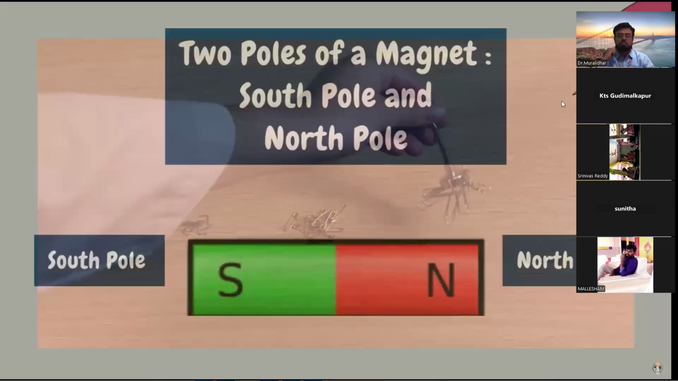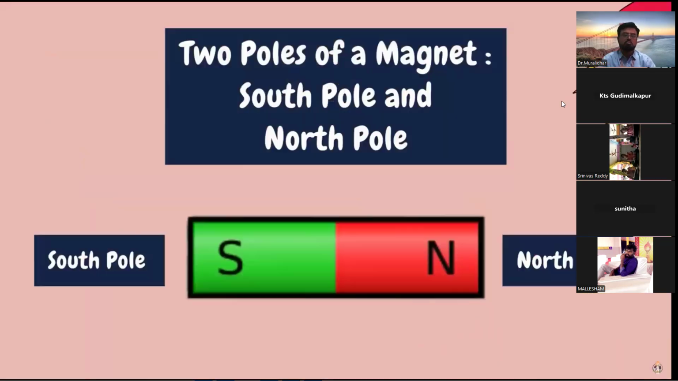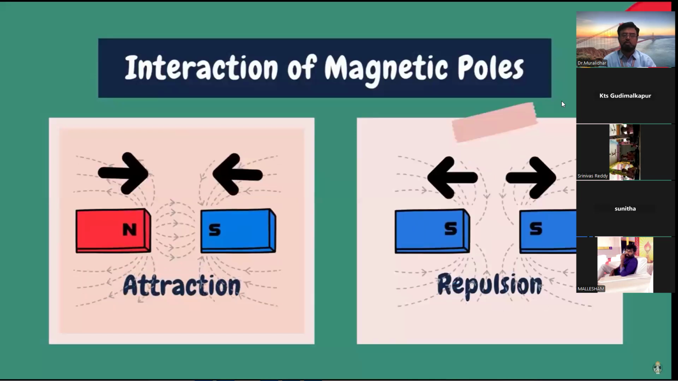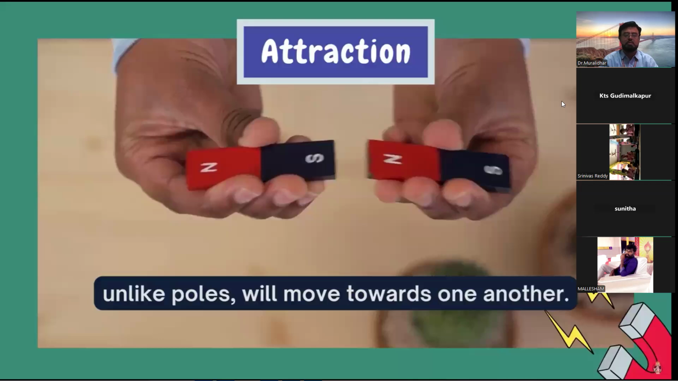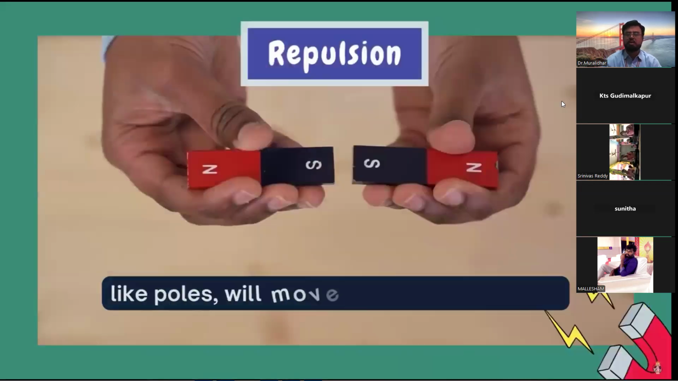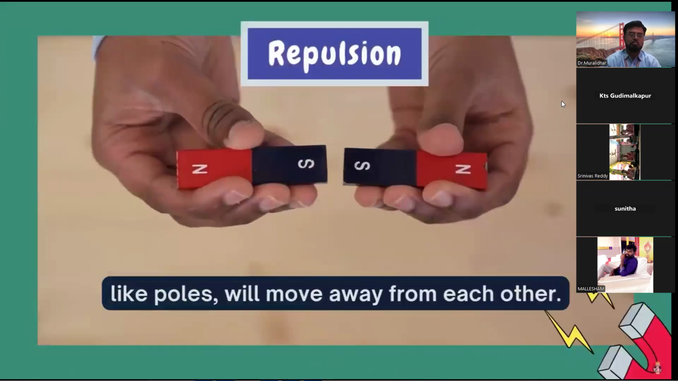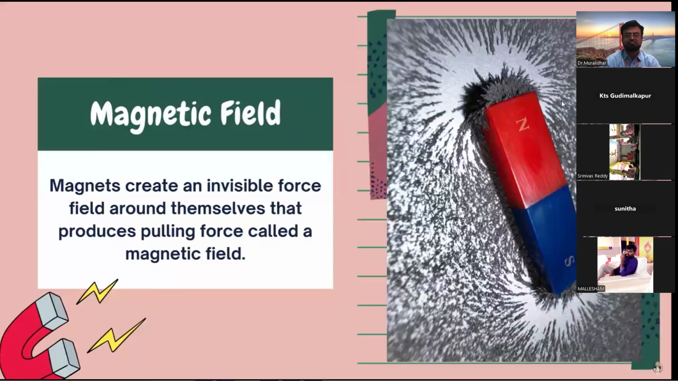Magnets have two ends, called poles: a south pole and a north pole. Magnets exhibit the properties of attraction and repulsion. Opposite poles attract each other, while like poles repel each other. Magnets create an invisible force field around themselves that produces a pulling force, called a magnetic field. This field is responsible for the magnet's ability to attract or repel other magnets and magnetic materials.